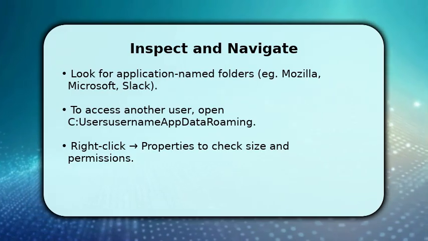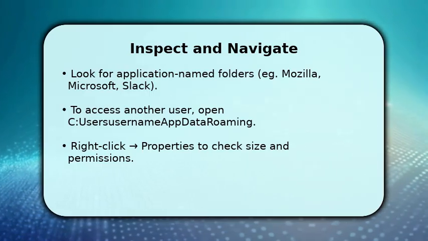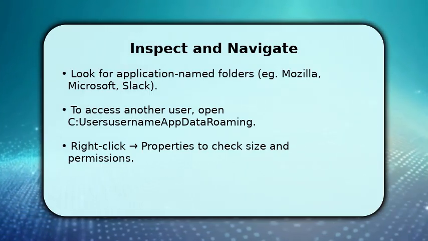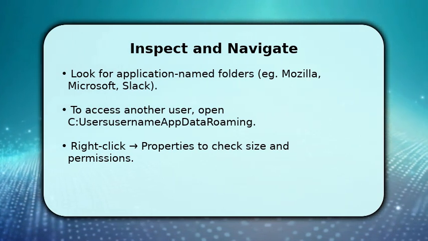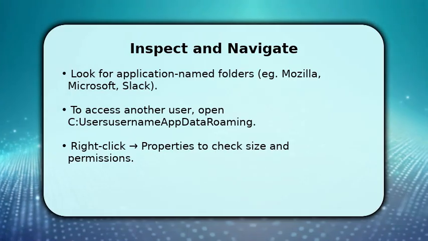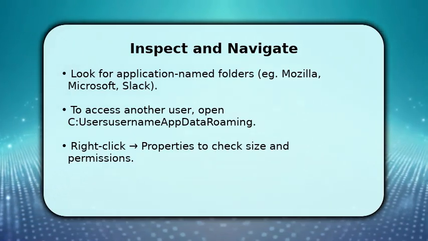Right-click a folder and choose Properties, then Security to view access. If you need to back up or copy settings, select folders. Use Ctrl+C/Ctrl+V and monitor transfer progress. Remember why you're here. Moving these files preserves app configurations across installs or machines.